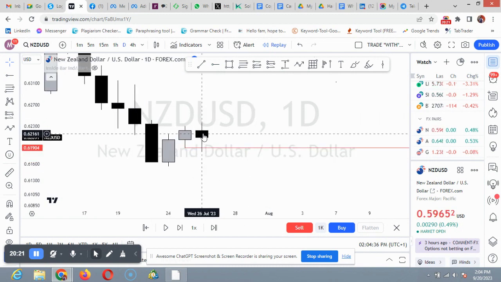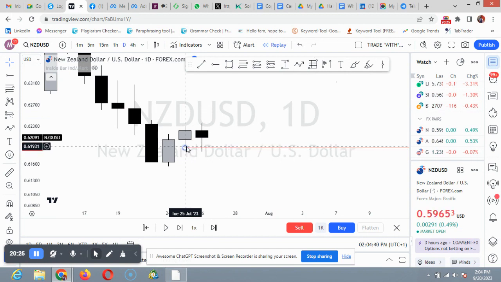So this third candle opened and took out the low of this previous candle. Now, once I see this clearly, I just know this is a buying opportunity, and this is a high probability buy opportunity. I hope this makes sense, and I hope I'm clear enough.